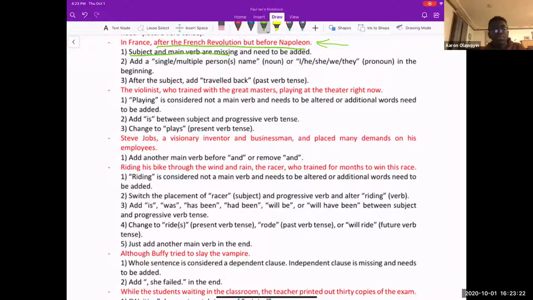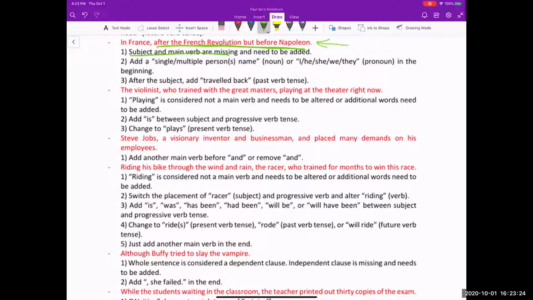Mm-hmm. So when it gives you a lot of info, that's when you have to be careful about the choices, because maybe it can't be a present tense, maybe it can't be a future tense. So this one is saying after the French but before. So the context of that sentence says that it has to be maybe traveled back. So a person traveled back in France. It could be that they traveled back in France after the French but before Napoleon.